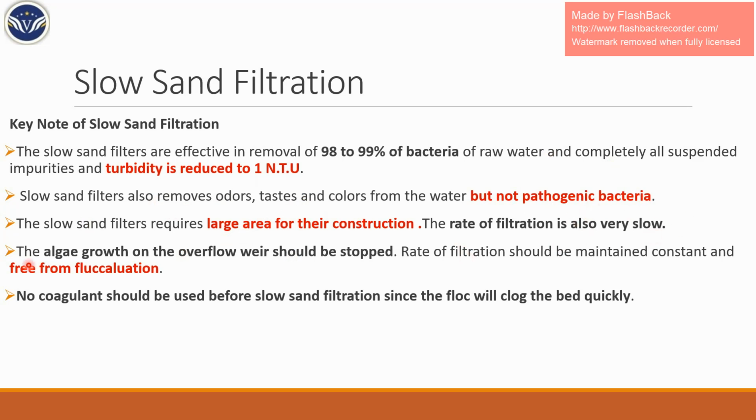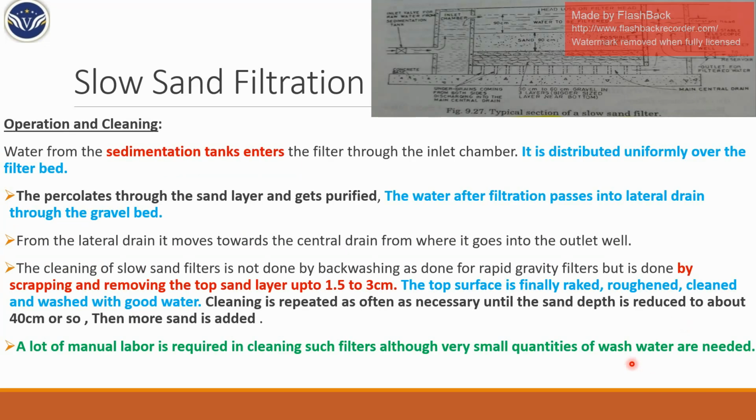You need to have a certain arrangement so that you stop algae growth. If algae growth is there, your slow sand filter will not work properly, and there should not be any flocculation or fog developed here. We should never dose any coagulant in a slow sand filter, since it quickly clogs the bed itself. If it clogs the bed quickly, your filtration rate gets reduced, and your filter will not work properly.